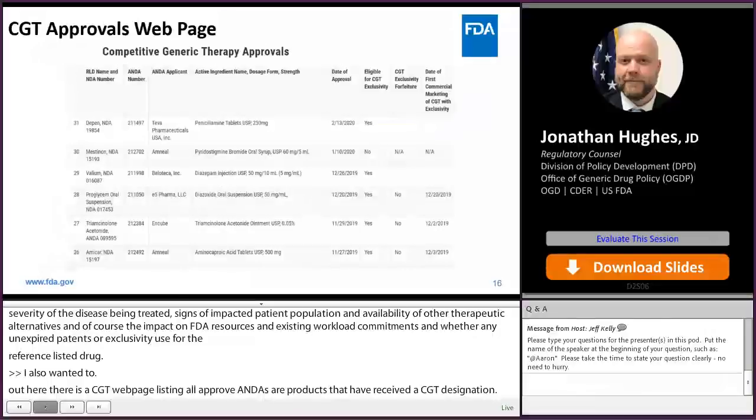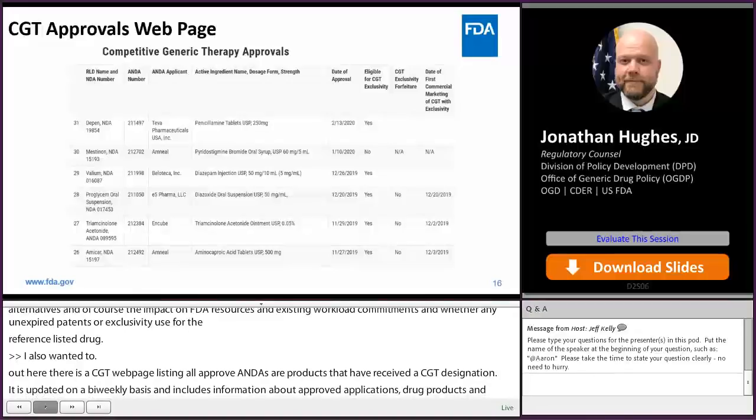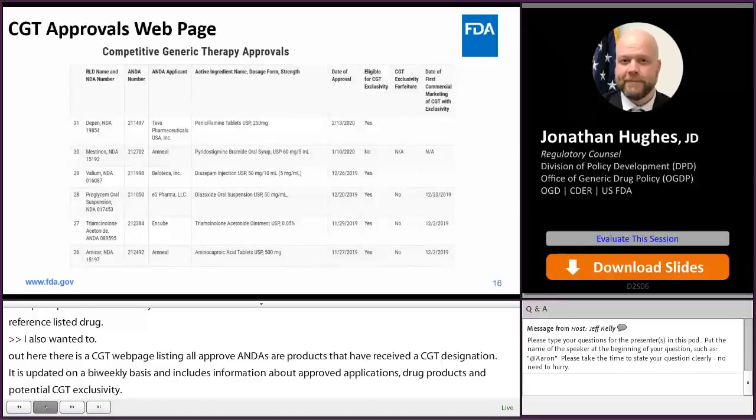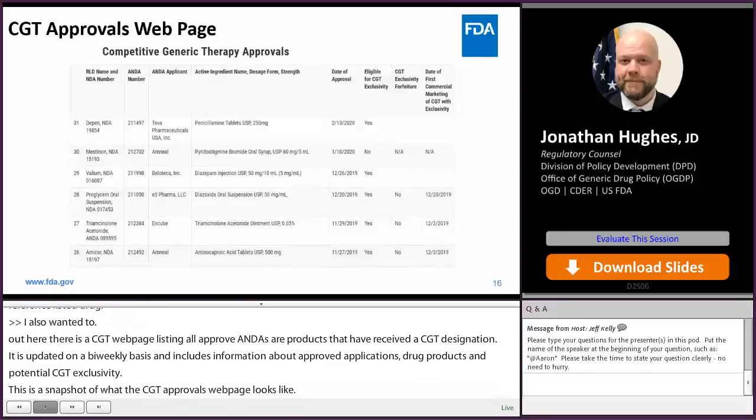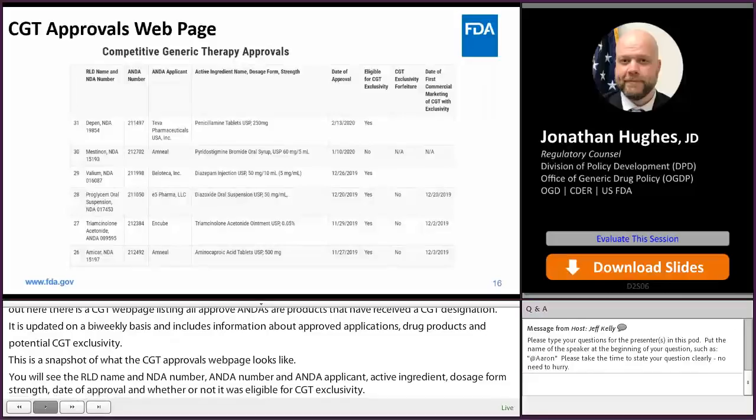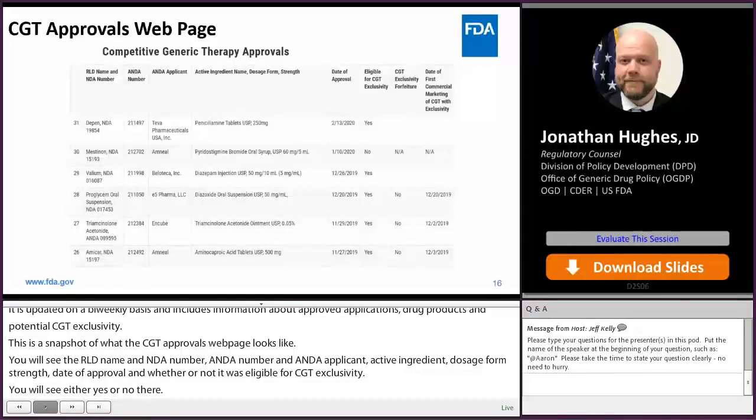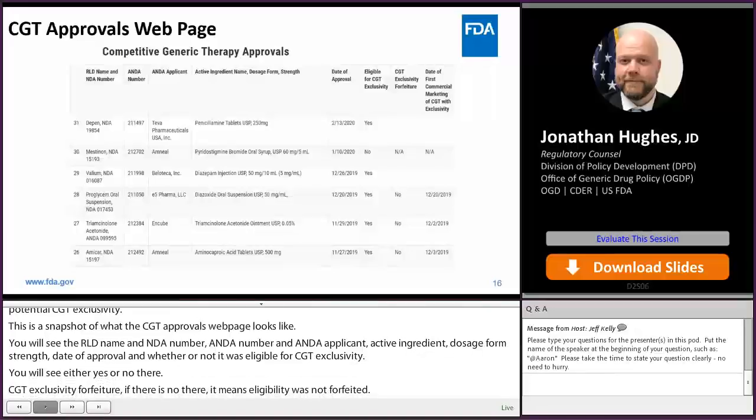This is a snapshot of what the CGT approvals webpage looks like. You'll see the RLD name and NDA number, the ANDA number and the ANDA applicant, active ingredient, dosage form strength, date of approval, and whether or not it was eligible for CGT exclusivity. And you'll see either yes or no there. And CGT exclusivity forfeiture. If there's a no there, that means that eligibility was not forfeited. If it's blank, that determination has not yet been made. And if there's an NA, it means it was not eligible for CGT exclusivity.